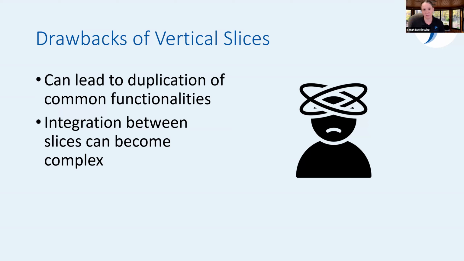The other problem point that you may run into with vertical slices is that if the slices need to be integrated between each other, that can get complex. So vertical slices, again, you're going to want to make sure that you use it when it's features that are independent of each other, maybe smaller projects.